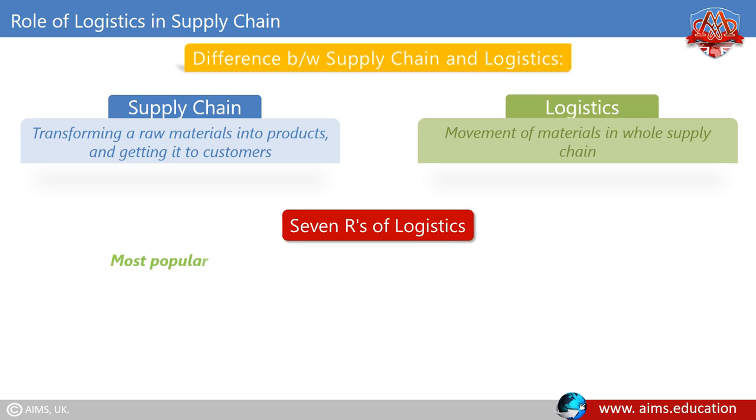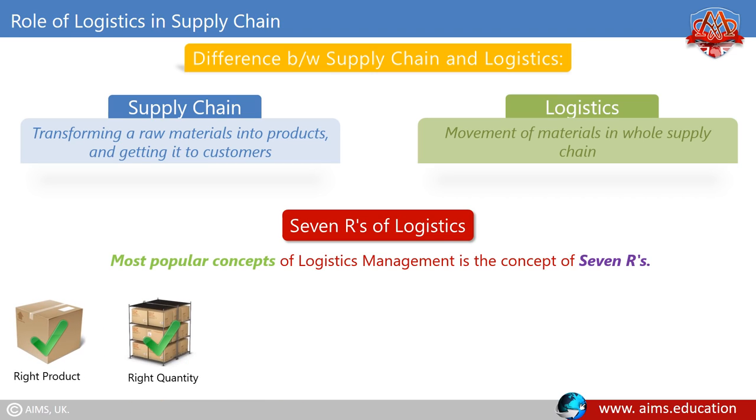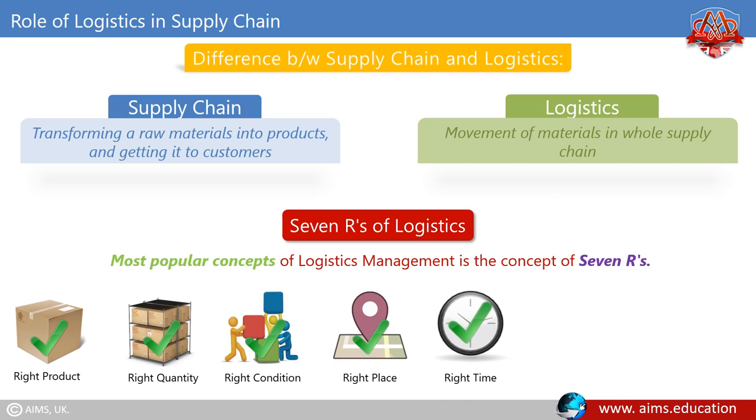The most popular concepts of logistics management is the concept of the 7 R's. It is concerned with getting the right product in the right quantity, in the right condition, at the right place, at the right time, to the right customer, and at the right price.